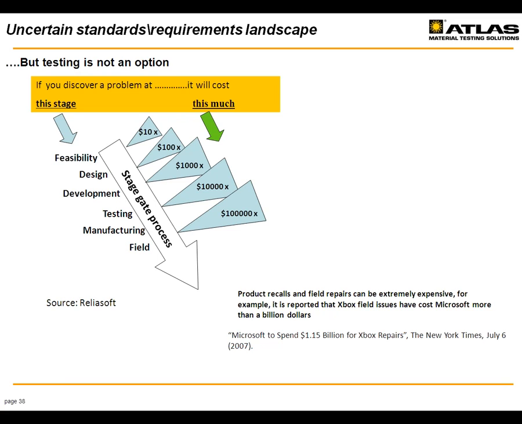For every step later than you had an opportunity to catch a problem, that you do catch it, it's going to cost you 10 times more. So if you don't catch a problem, if you have a material problem, for example, that you could have caught in the material testing development stage, and you don't catch it until you're testing cells, that will cost you 10 times more. If you catch it at the module level, that's going to cost you 1,000 times more, and so forth and so forth.